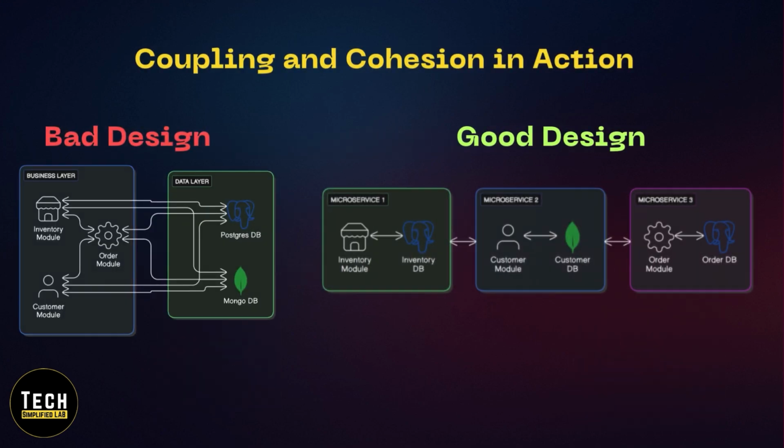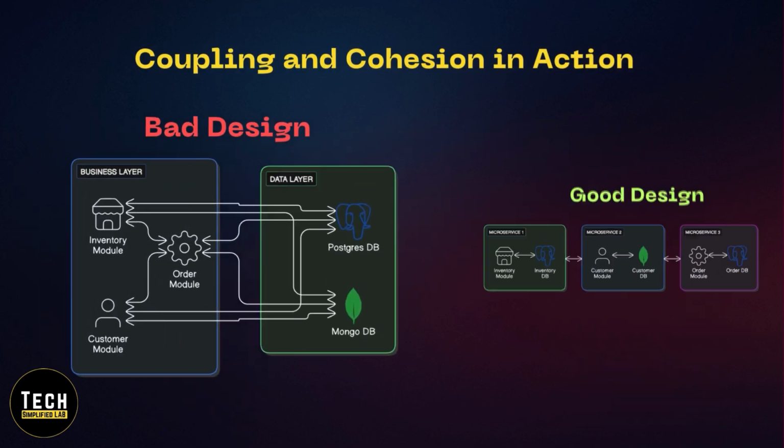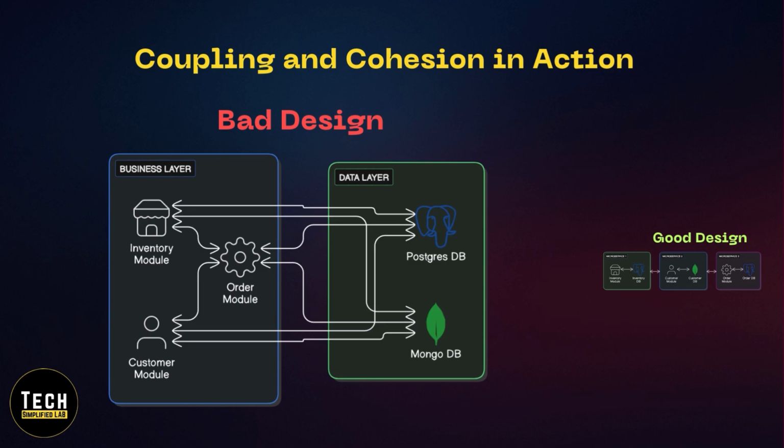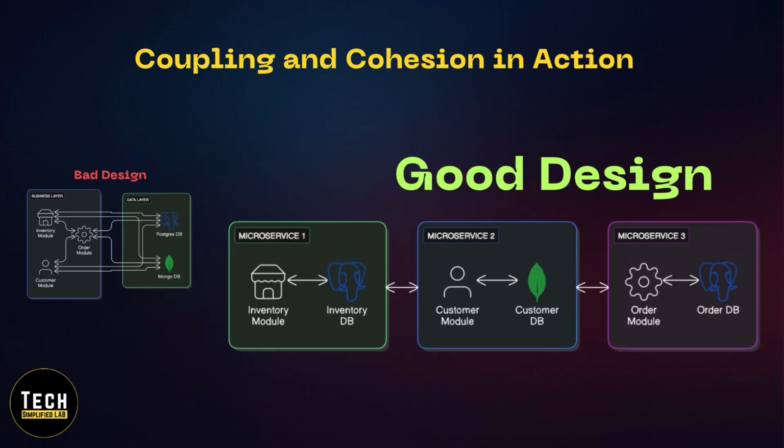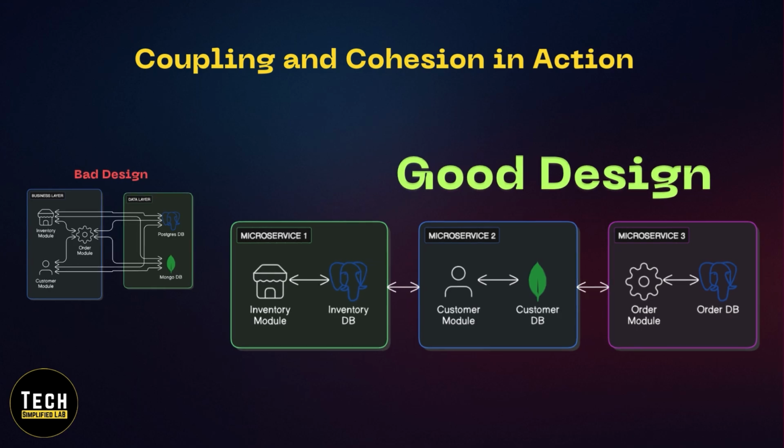Here's an example of coupling and cohesion in action. On the left, we see tightly coupled services where changes in one service impact the others. This leads to complexity and difficulty in scaling. On the right side, we see loosely coupled but cohesive services. Each service handles its responsibility independently, which makes the architecture more robust and scalable.